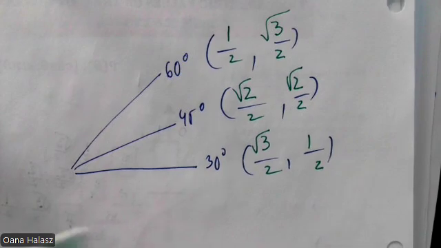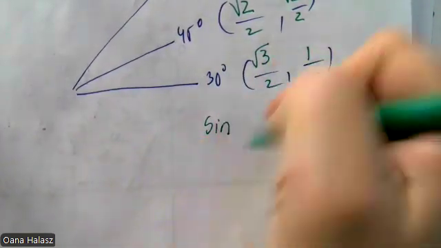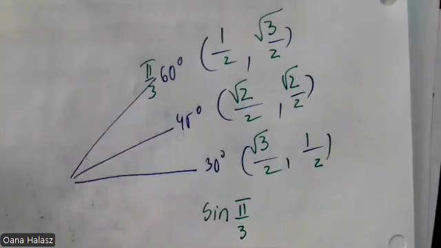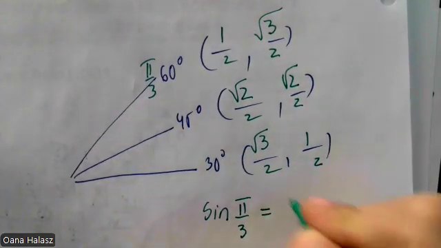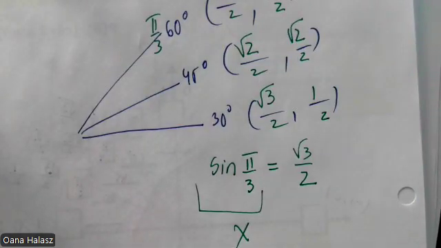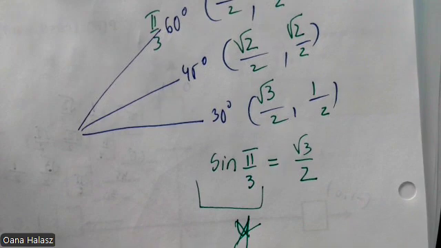And now if I ask you, what is the sine of pi over 3, which is 60 degrees? What is it? Square root of 3 over 2, because sine values are y's on the unit circle, okay? Cosine values are x's, right? So straight from the unit circle, you can always get these values.